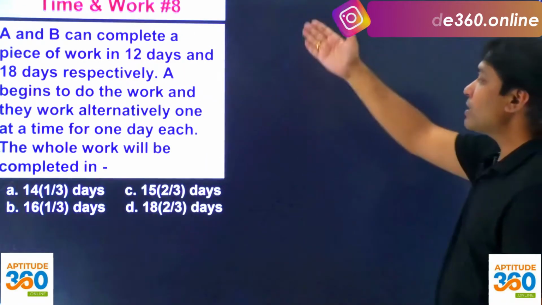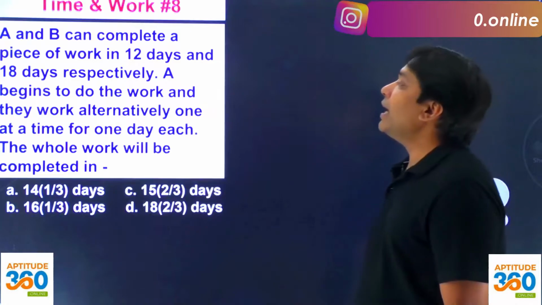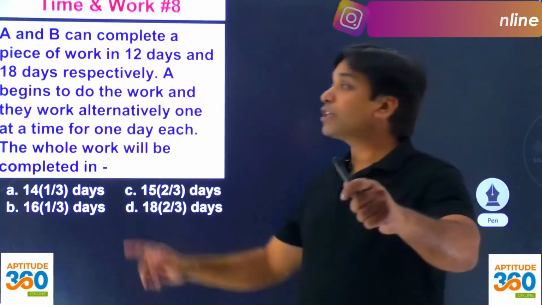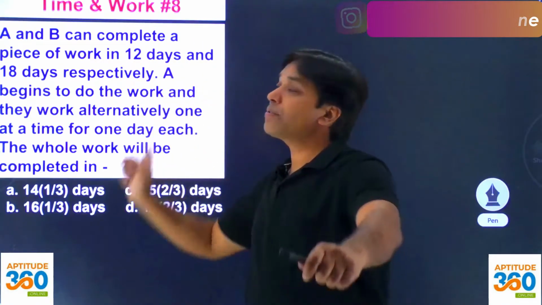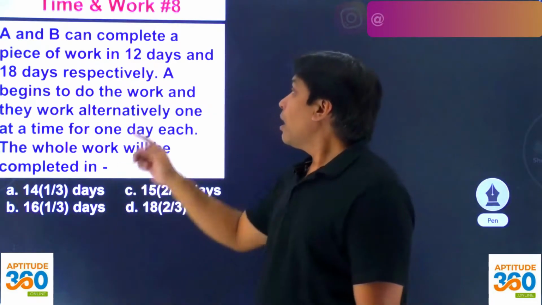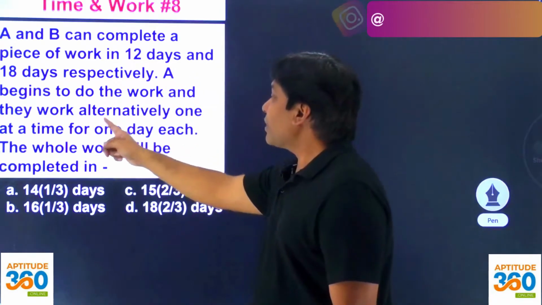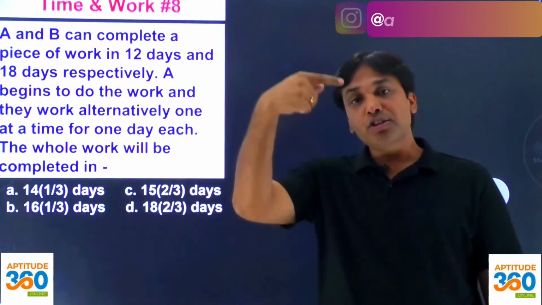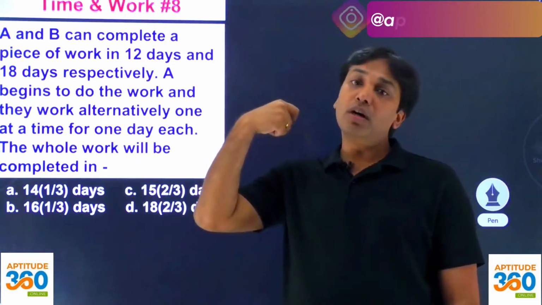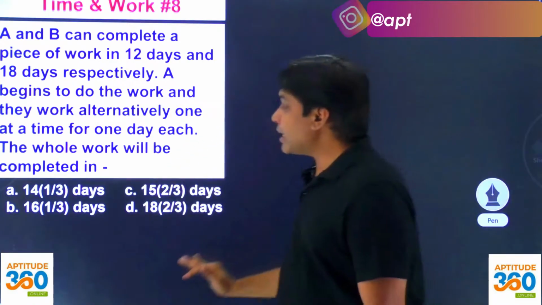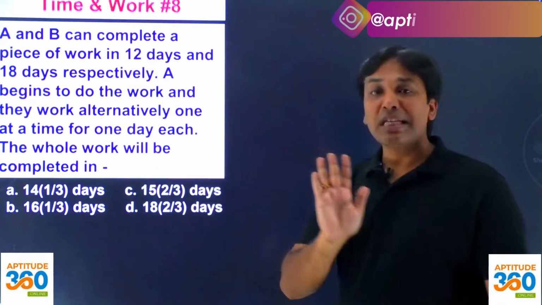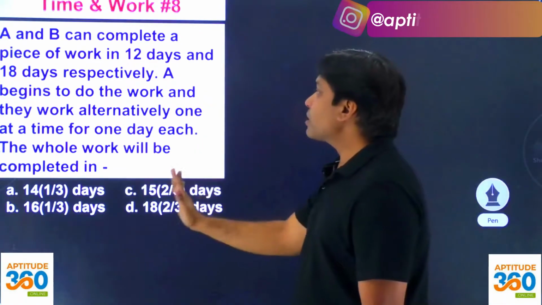So what is going to be the answer of this problem, people? It says that A and B can complete a piece of work in 12 days and 18 days respectively. A begins to do the work and they are working alternately. So first day A comes for the work, and on the second day B comes, and then A comes and then B comes, and then A comes and then B comes. So in how many days does the work get completed? Please pause the video. Try to solve this question on your own.